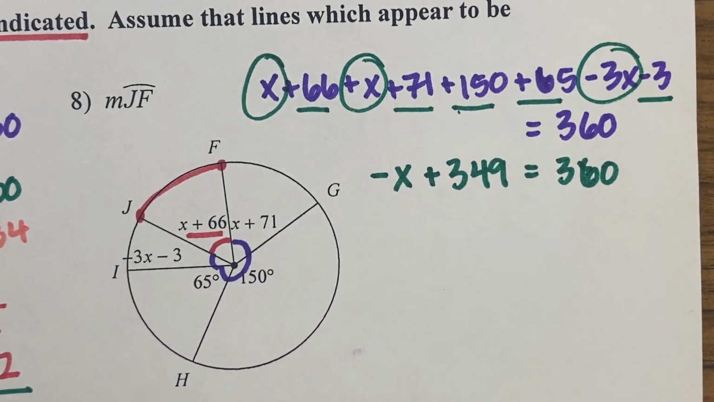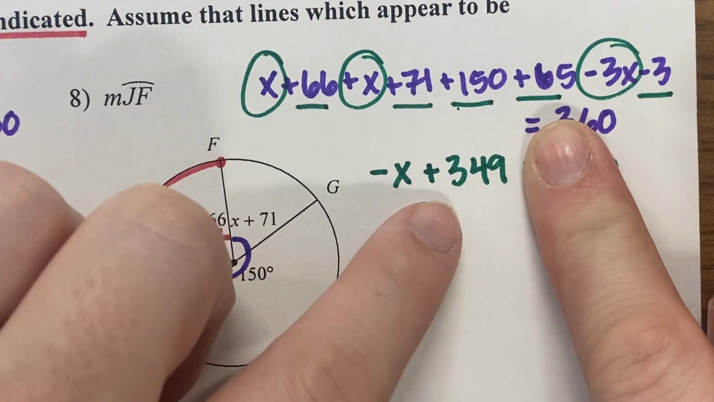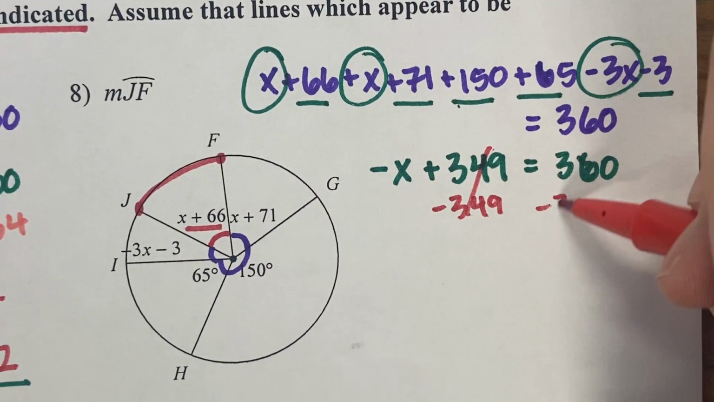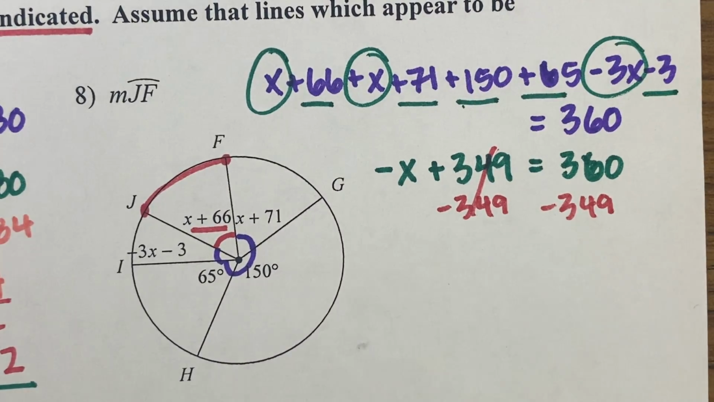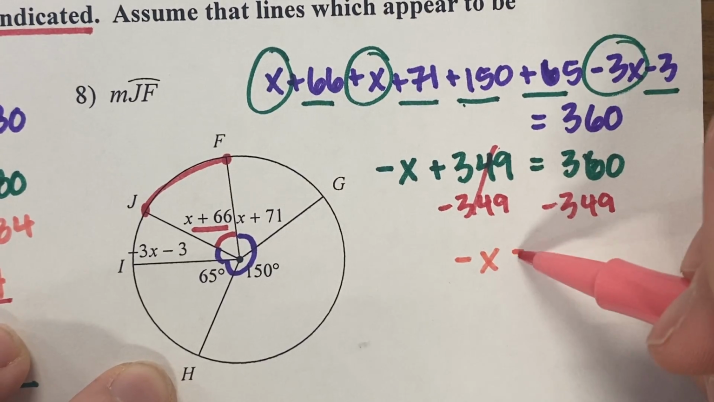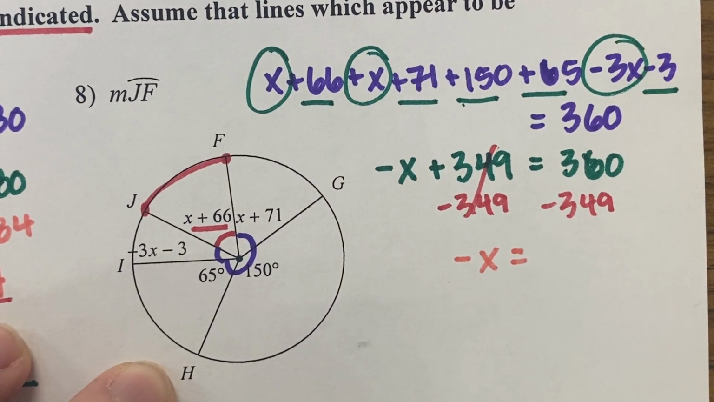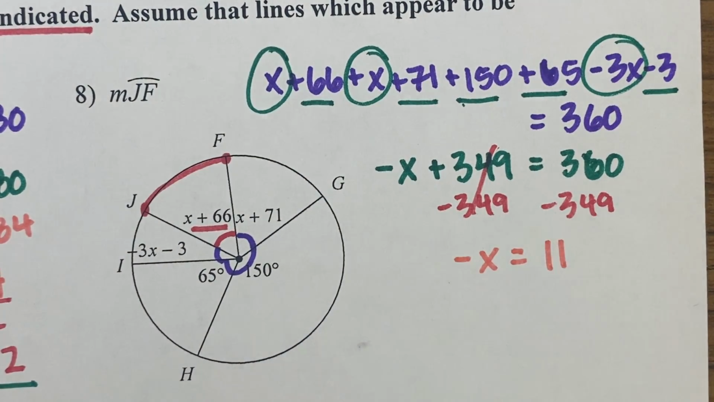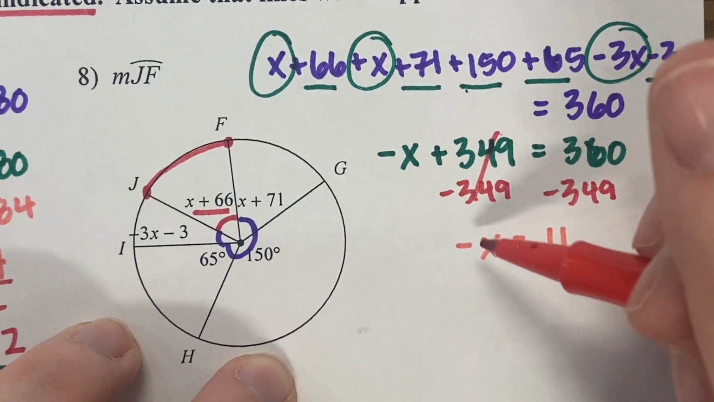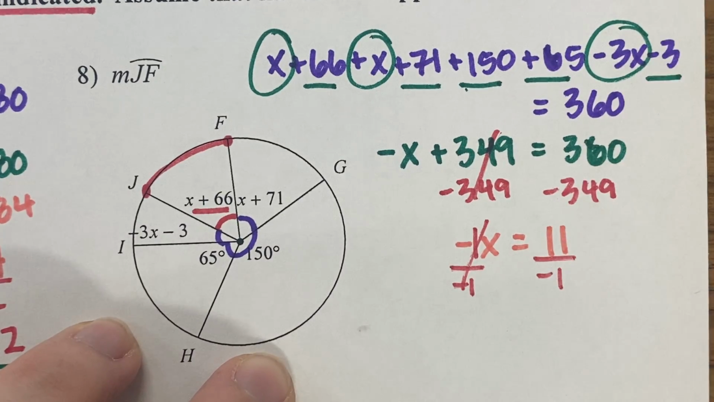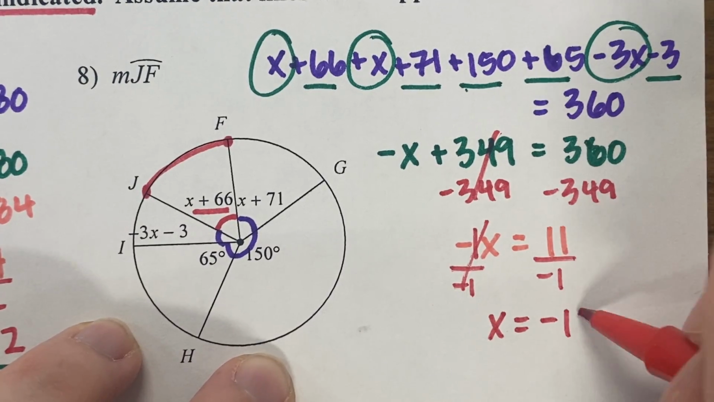Okay, so now I can go ahead and start solving for x. So the first thing I have to get rid of is this plus 349. I do that by subtracting 349. Whoops, didn't mean to use red. Oh well. Okay, so now I have negative x equals 360 minus 349, positive 11. Okay, now remember, technically this is saying negative 1 times x. Well, the opposite of times by negative 1 is divide by negative 1. So we get x is equal to negative 11.